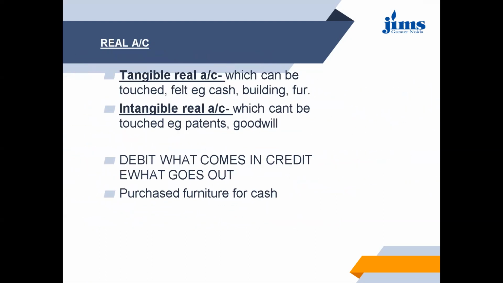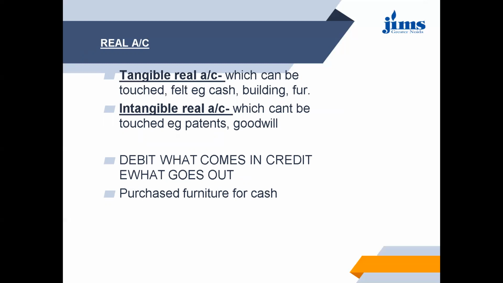Second type of account is real account. In real account, we have two types of accounts: tangible real account and intangible real account. Tangible real account means which can be touched or felt, like the cash, building, furniture, plant, machinery. An intangible real account means which cannot be touched, like goodwill, patents, copyright, trademarks.